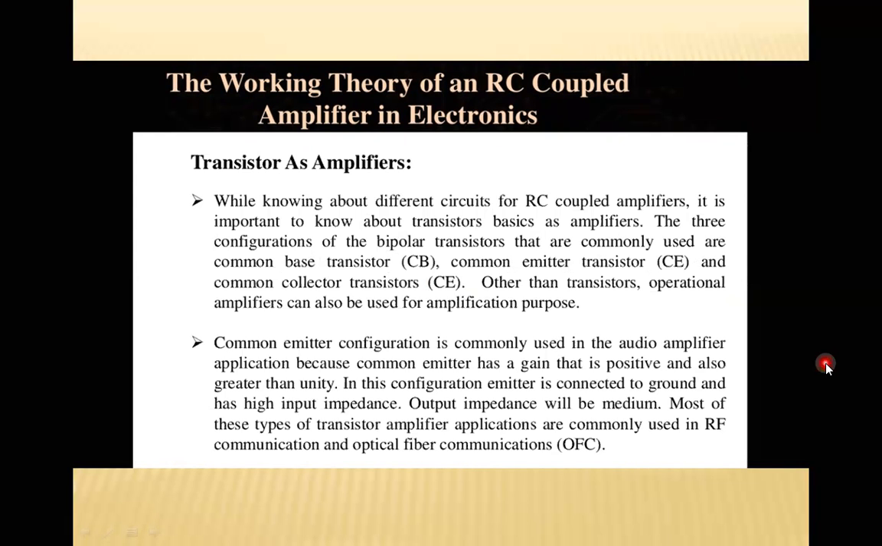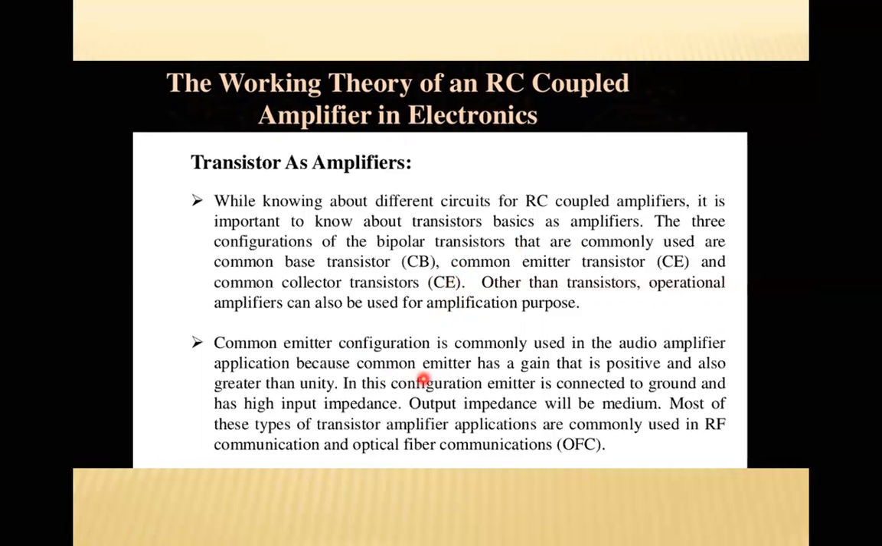As we have explained about the three different configurations, while knowing about different circuits for RC coupled amplifiers, it is important to know about transistor basics as amplifiers. The three configurations of bipolar transistors that are commonly used are common base, common emitter, and common collector. So here it should be CC, here it should be CC. Other than transistors, operational amplifiers can also be used for amplification, but that is not in our syllabus. We are not talking about op-amps. We are only finding out about amplifiers with respect to transistors.